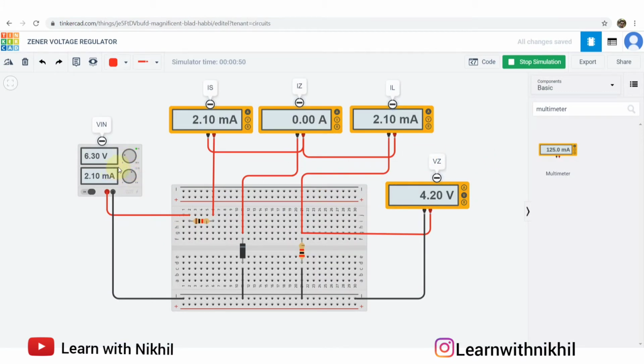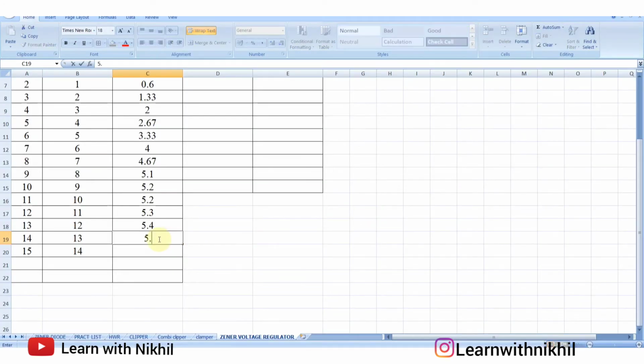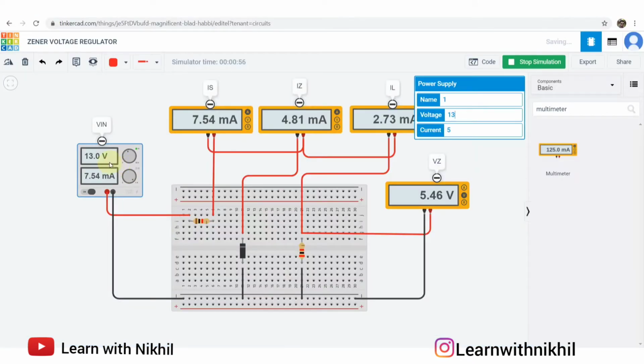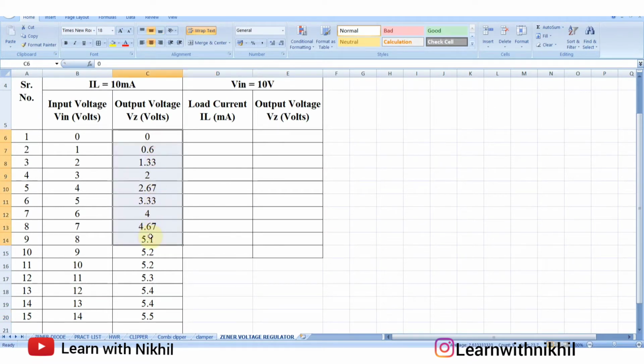Then 13, 5.4 again. Finally 14, this is 5.5. So as you can see, after the 5.1 volts, this is remaining constant. This part is remaining constant at 5 volts. So if you are using a Zener diode of 5 volts, this is how the reading will be.